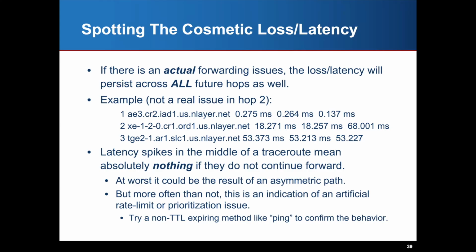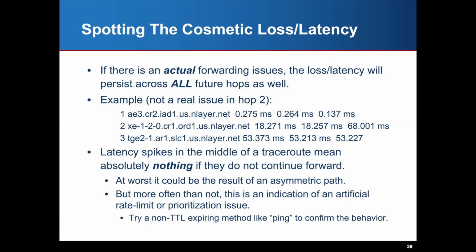That means it was caused by the ICMP generation function of hop 2. So latency spikes in the middle of a traceroute mean absolutely nothing if they don't continue forward. That's the first thing to tell people when they look at a traceroute. At worst, it could be the result of an asymmetric path. It could be an asymmetric path combined with multipath. We'll talk more about that in a minute, but more often than not, this is an indication of an artificial rate limit or a prioritization issue.